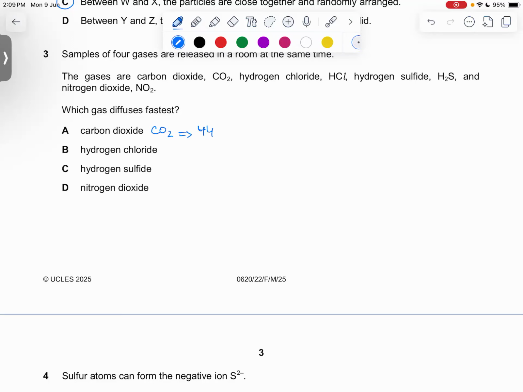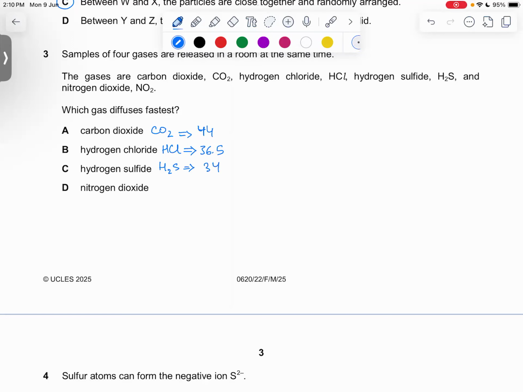Okay. Next, we have hydrogen chloride, HCl. Chlorine has a mass of 35.5. Add 1 to it, 36.5. All right. Hydrogen sulfide, they've given the formula H2S if you did not remember. Otherwise, basically, you should remember. Sulfur has a mass of 32. Two hydrogens means it has a mass of 34.